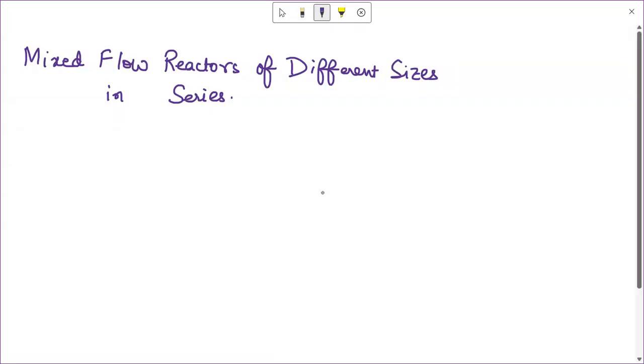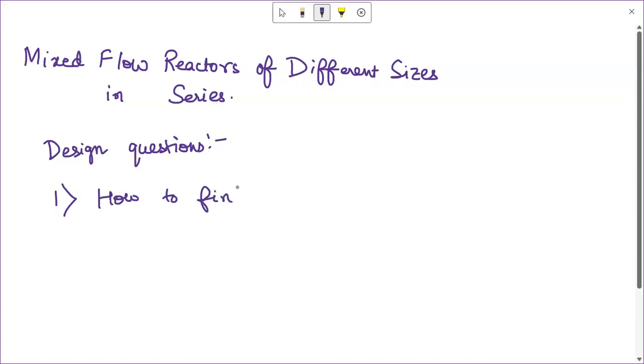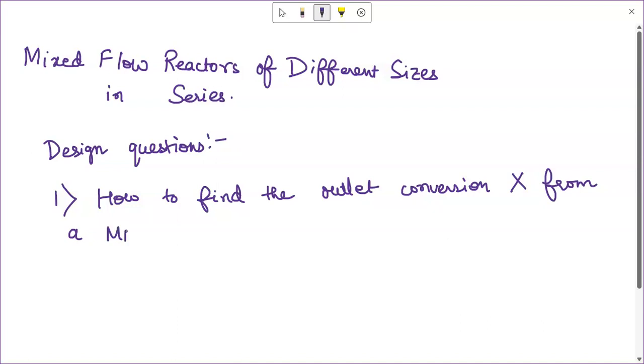Now, for any known kinetics, if we want to arrange mixed flow reactors of different sizes, then two types of design questions are generally asked. So, let me write down those design questions first. The first question is how to find the outlet conversion X from a mixed flow reactor system.